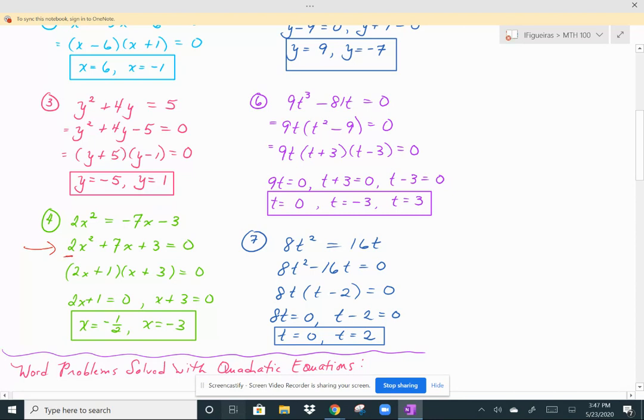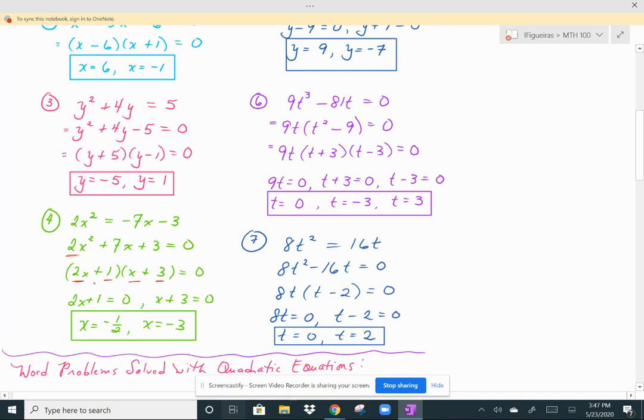Remember, we talked about two ways to factor these, either by trial and error or the AC method. So I did it by trial and error, but you can certainly do it by the AC method if you prefer that. So in the first position, I need a 2x and an x to get 2x squared. And in the second position, I need either 1 and 3 or 3 and 1. So I put 1 here and 3 here.